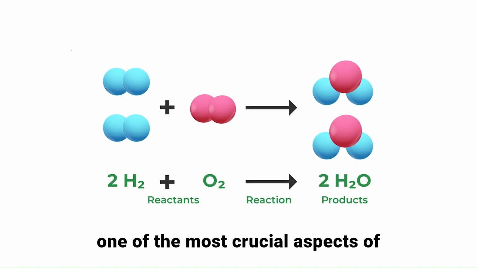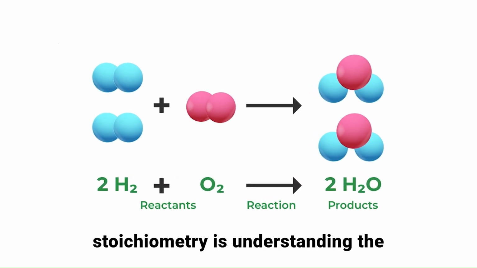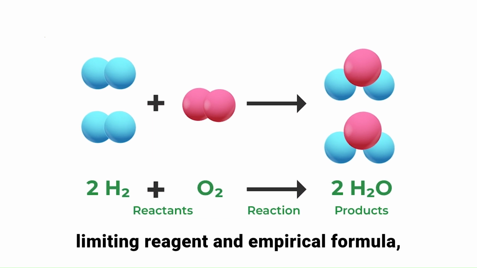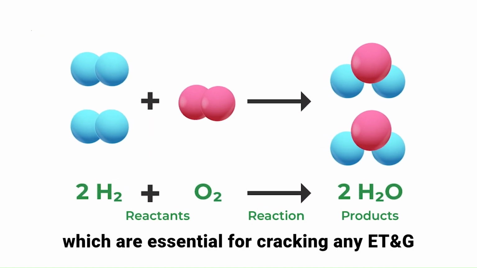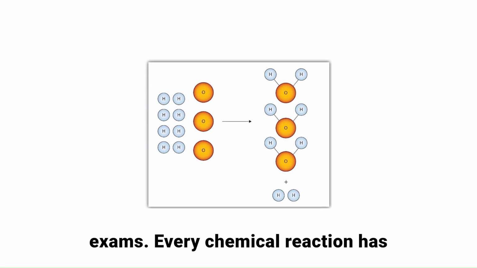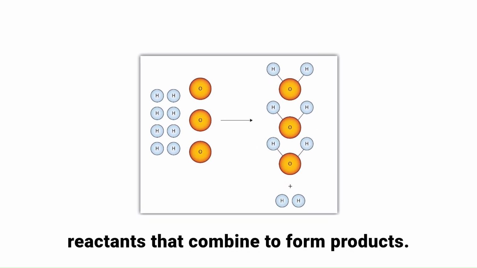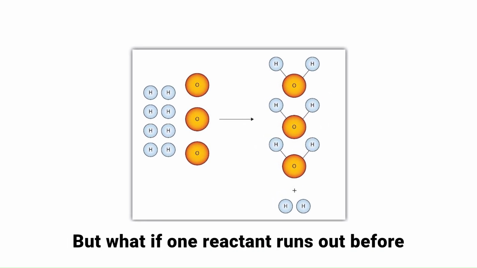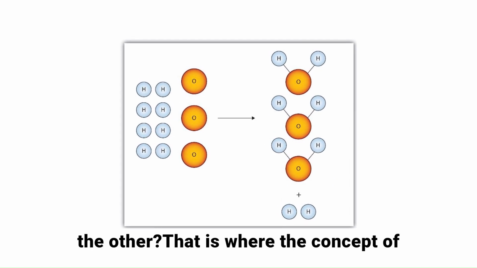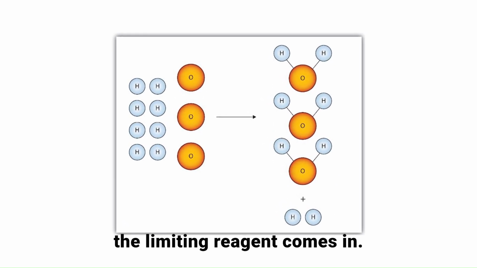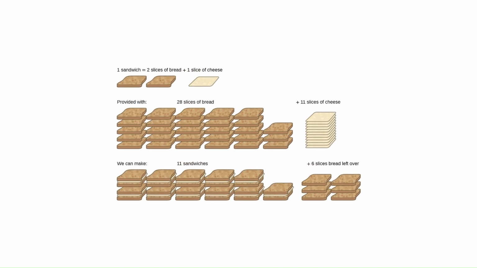But one of the most crucial aspects of stoichiometry is understanding the limiting reagent and empirical formula, which are essential for cracking NEET and JEE exams. Every chemical reaction has reactants that combine to form products, but what if one reactant runs out before the other? That's where the concept of the limiting reagent comes in.